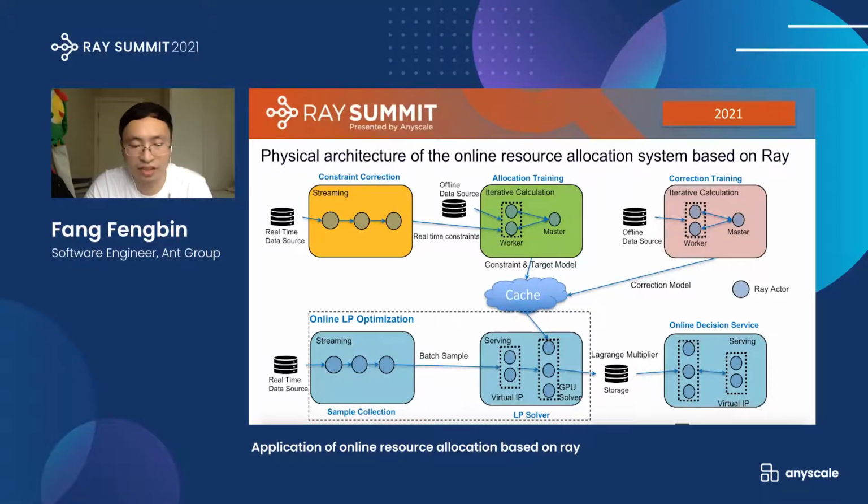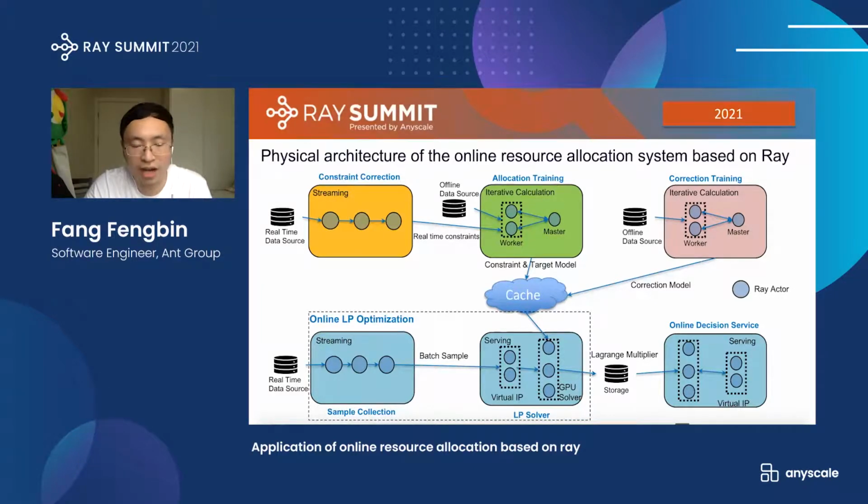The second part is allocation training. It uses the time series model to predict the future traffic data through the historical data, and then uses iterative calculation to disassemble the target and constraint in real time. And the disassembled target and constraint model is written into the cache. The third part is collection training. It uses iterative calculation to train the collection model through historical data, and the model is written into the cache.